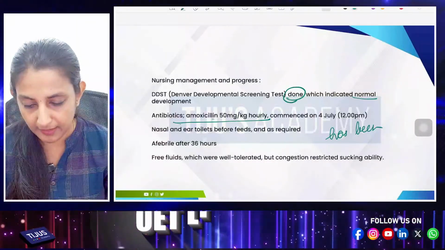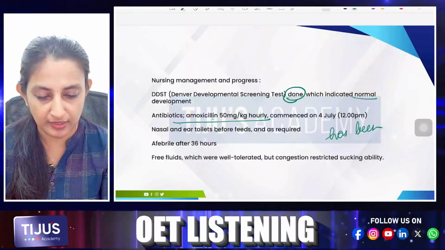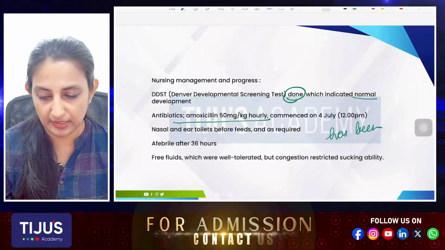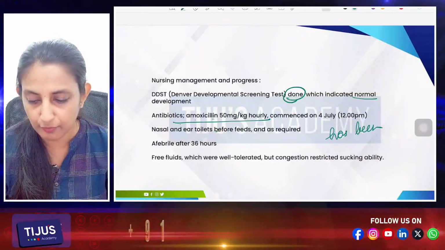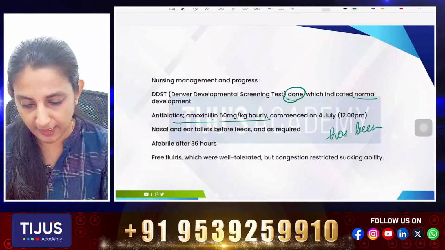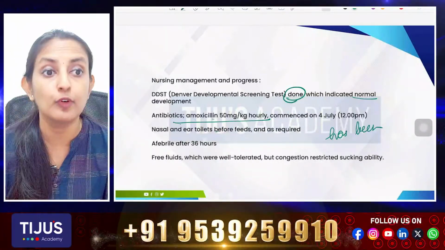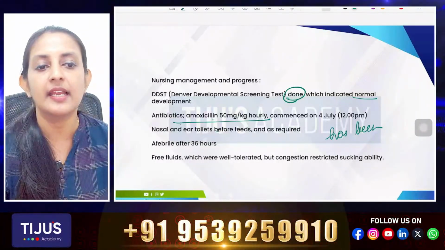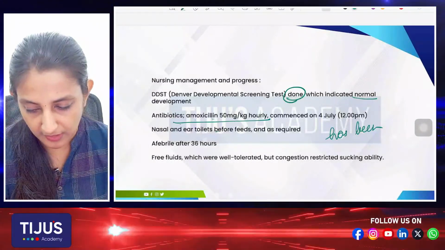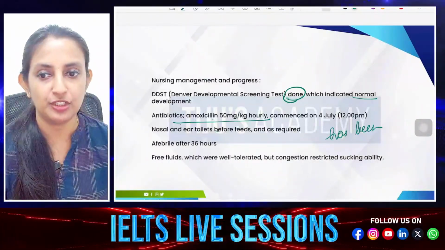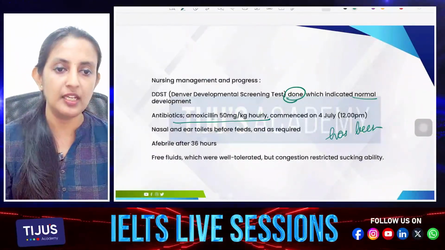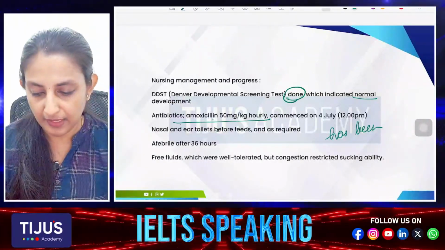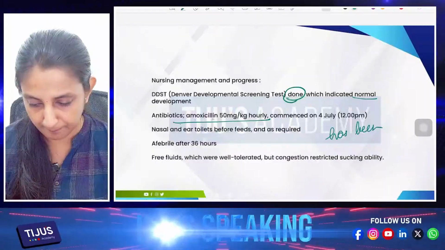Okay, and in nasal and ear toiletings before feeds as required. So nasal and ear toilets were provided for the patient prior to each feed, before each feed. He was provided with nasal and ear toileting to clear the congestion, before each feed, and has made good stability.